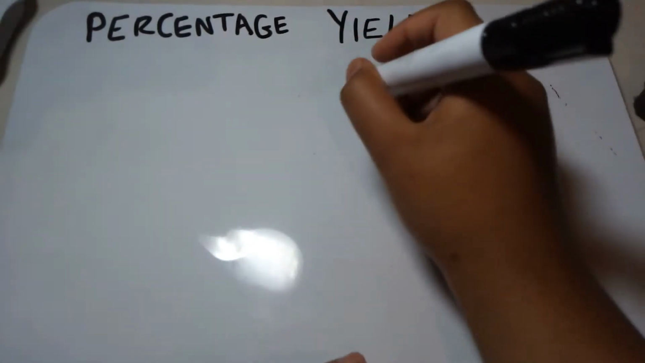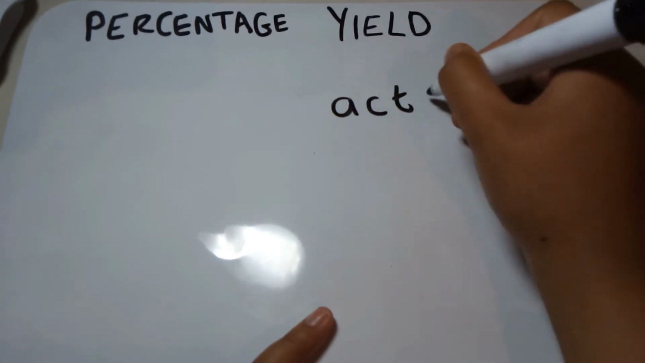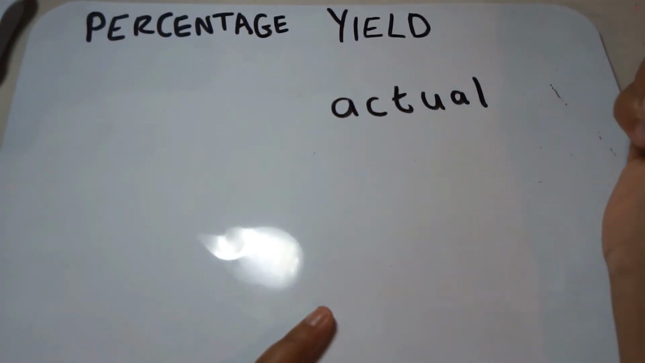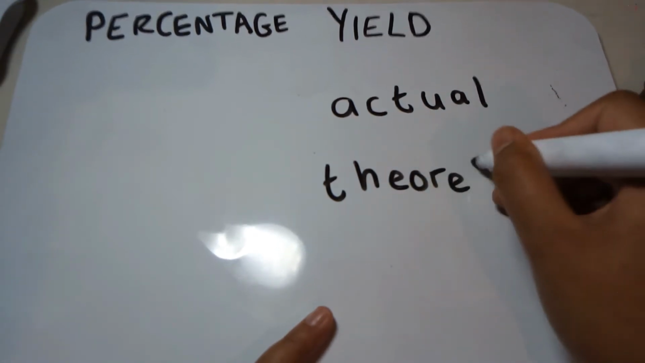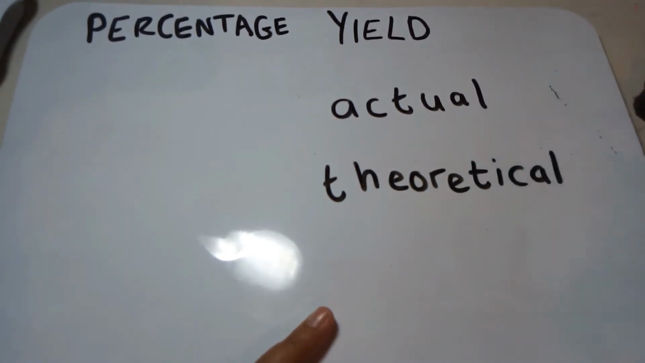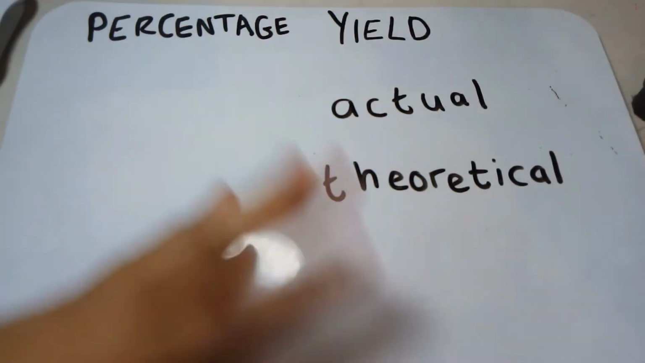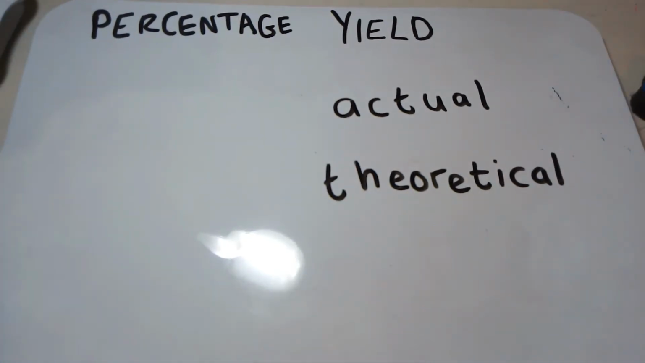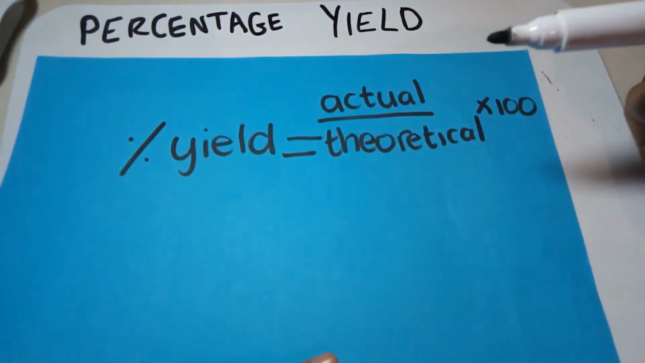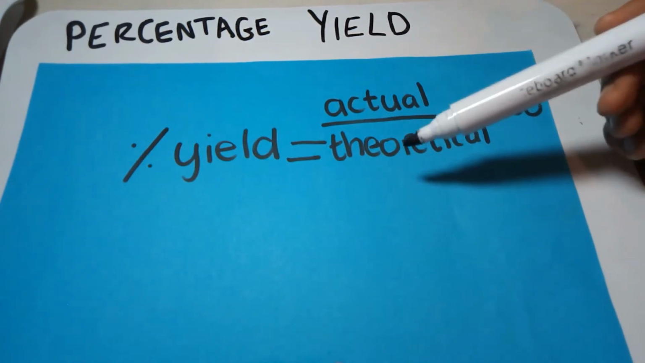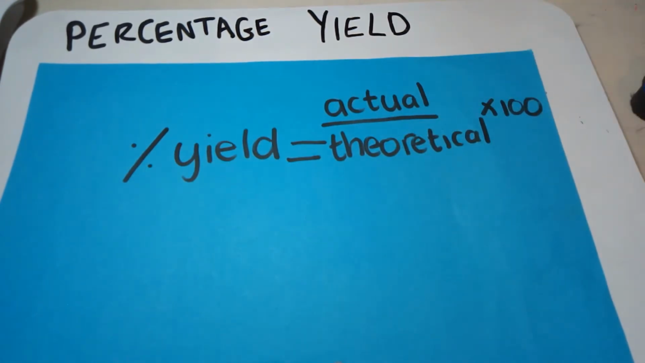You have two different amounts. You have your actual amount, which is how much you weigh at the end of your experiment, and then you have your theoretical amount. That is how much you assume you're going to get, provided that 100% of your limiting reactant actually becomes your product. The way that we calculate our yield is using this equation: the percentage yield is the actual yield divided by the theoretical yield, multiplied by 100. So let's do an example on that.